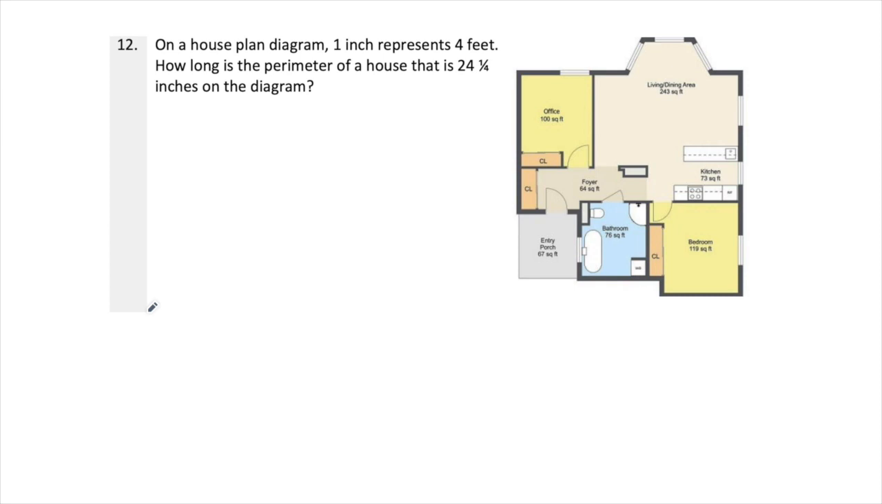For this problem, we need to figure out the perimeter of a house that is 24 1/4 inches on the diagram. We know that 1 inch represents 4 feet, so to convert inches to feet, we have to multiply the inches by 4. In this case, the perimeter of the house on the diagram is 24 1/4 inches. So we have to multiply 24 1/4 by 4 to get the number of feet. This is equal to 97, so the answer to this problem is 97 feet.